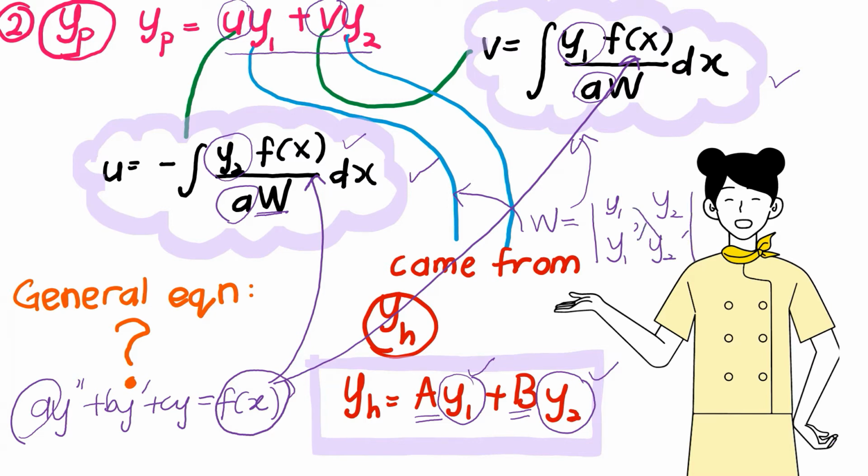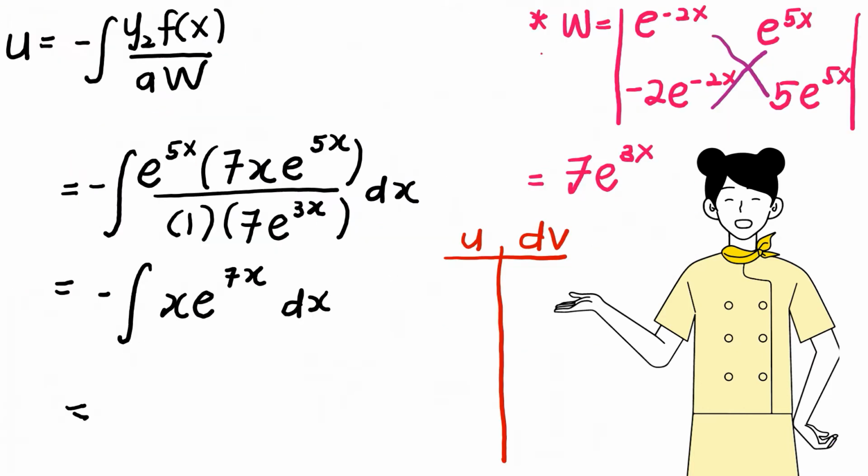So we cross multiply. It's just like finding the determinant, but this is not the determinant. So y1 times y2 prime minus y1 prime times y2, so that we have the Wronskian. Our u is given by this formula, and we need to integrate with respect to x. Do not leave your dx here. So we just substitute the information that we have, but before that, let's find the Wronskian.